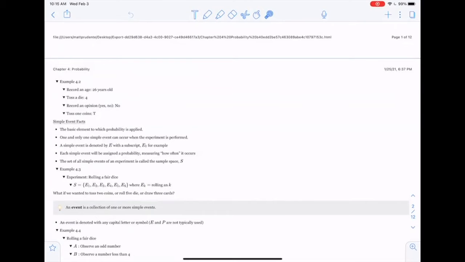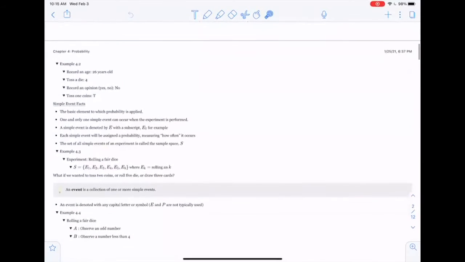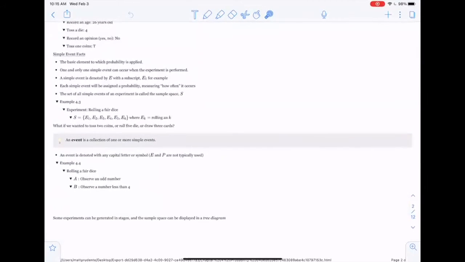But what if we wanted to do some sort of more complex experiment, right? Rolling a die once is a very simple experiment. What if we want to toss 2 coins, or roll 5 dice, or draw 3 cards? And so instead of having a simple event, we can have what we call just a plain old event, and that's a collection of one or more simple events. And we typically use any capital letter to talk about an event, although E is not used because it's already used for simple events. And P we don't use. P is really reserved for the idea of talking about the probability of. We start talking a little bit more about probability functions.